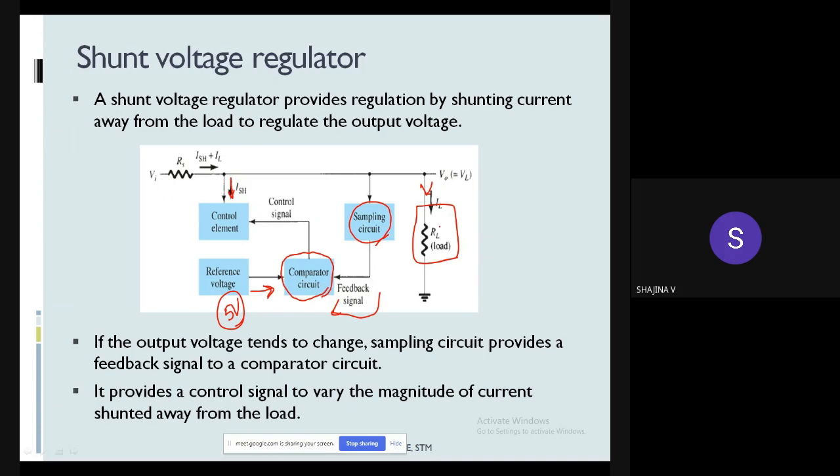So if the output voltage is greater than this reference voltage, assume the output voltage is some 7 volt, but at the output we require only 5 volt. If it is high, then this comparator circuit gives a control signal to the control element such that this control element should behave to decrease the voltage level.